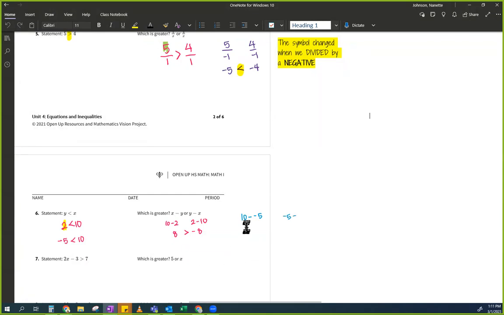Can someone help me really quick? What's 10 minus negative 5? What's 10 take away negative 5?